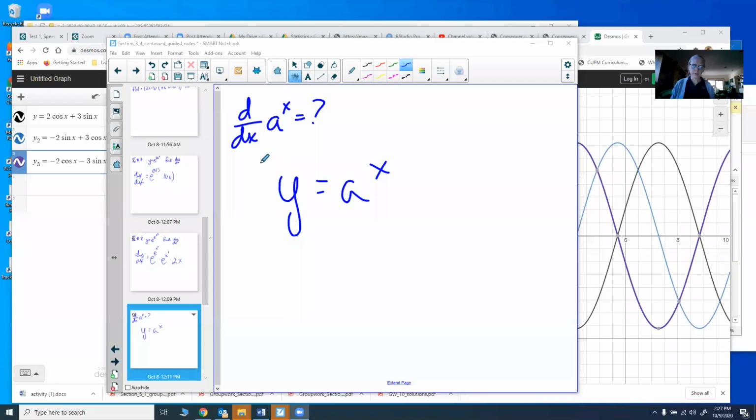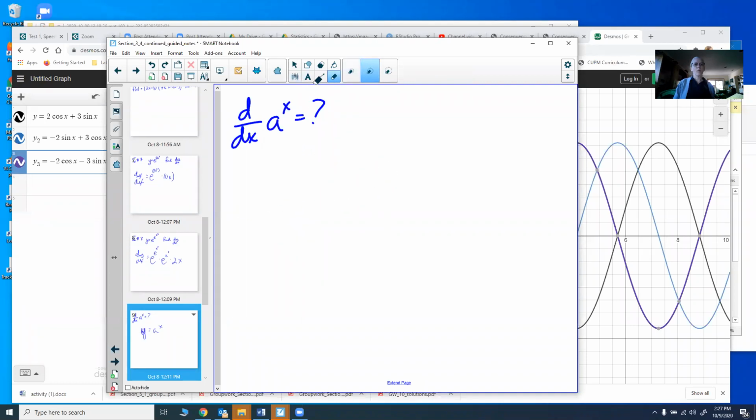All right, so the derivative of this, we have this, and what we want to think about is that this is, I'm actually going to do it this way. What I'm going to think about here is that a is e to the natural log of a.